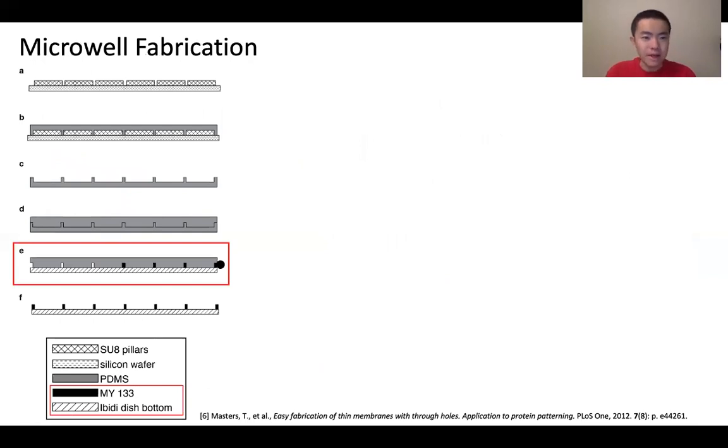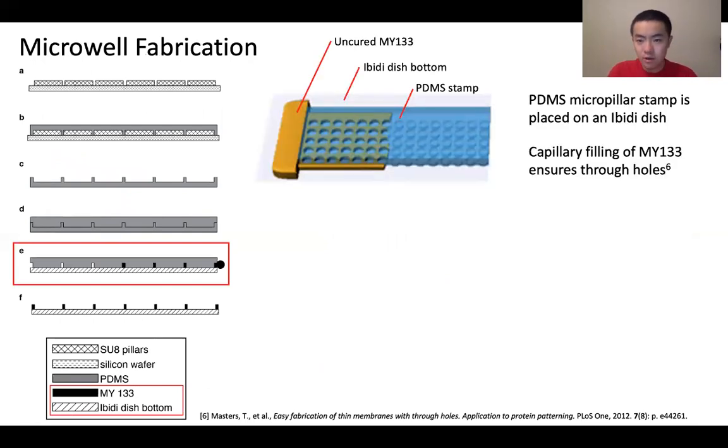Now let's talk about our microwell fabrication. Our microwell is fabricated using PDMS and MY133. It starts with SU8 micropillars on a silicon wafer. Then we fabricated a PDMS stamp by molding that silicon wafer several times. This allows us to press the PDMS stamp on an IBIDI dish bottom, and the MY133 can be capillary filled inside the gap between the stamp and the IBIDI dish.